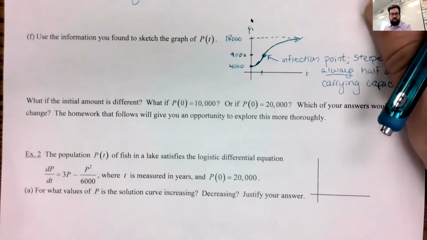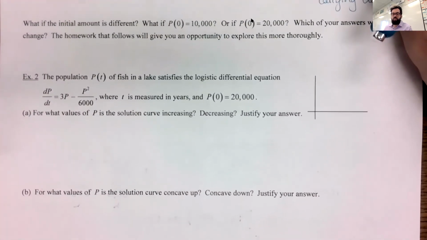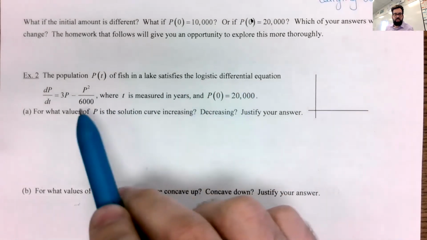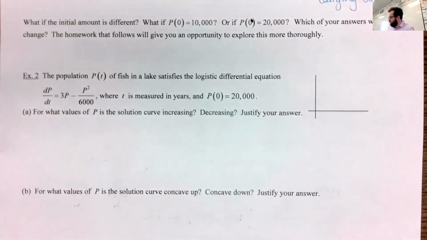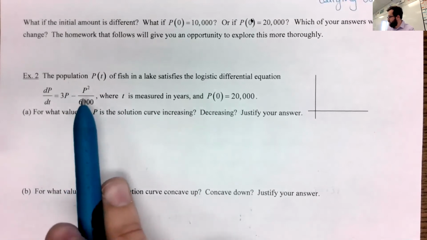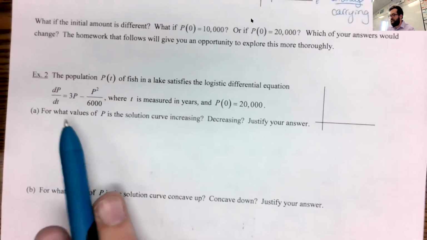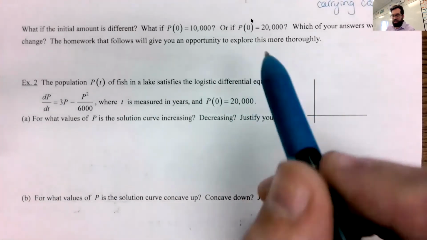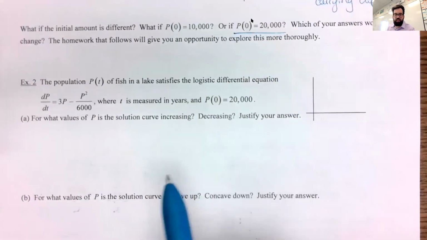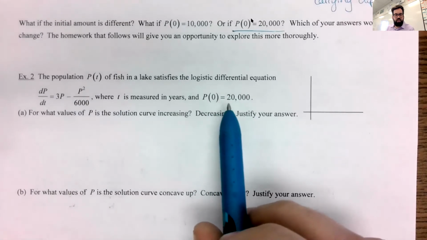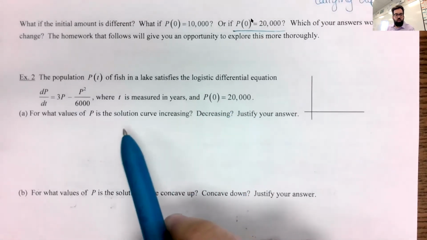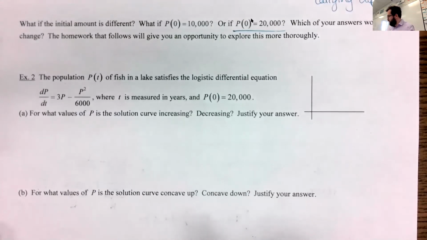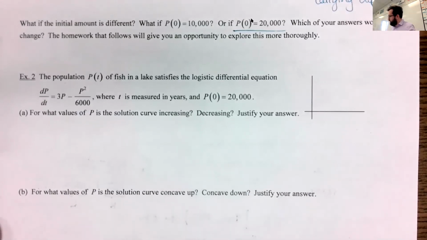But let's take a look at example 2, which will let us explore it a little bit. Population of fish in a lake satisfies the logistic differential equation dP/dt equals 3P minus P squared over 6,000. This is the exact same scenario, but now we're actually going to be studying this situation. P of 0 is 20,000. For what values of P is the solution curve increasing or decreasing? Justify your answer. So let's talk about this.